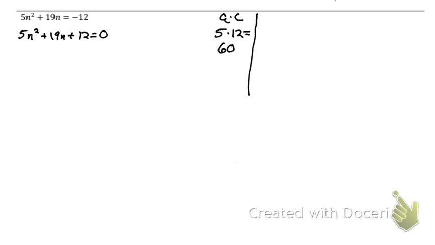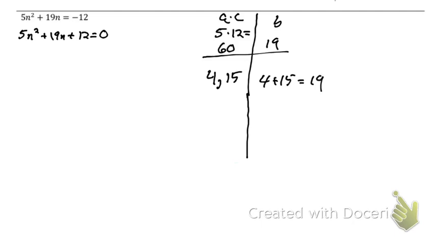We do have to get that 0 on the other side in order to use factor by grouping. So I have to have 5n squared plus 19n plus 12 equals 0. Now for my A times C column, remember that's A times C. My A value is 5. My C value is 12. So that's going to equal 60. My B value is just 19. So now I need two numbers that multiply together to give me 60, but add together to give me 19. 15 and 4. So we have 4 and 15 because 4 plus 15 does equal 19.